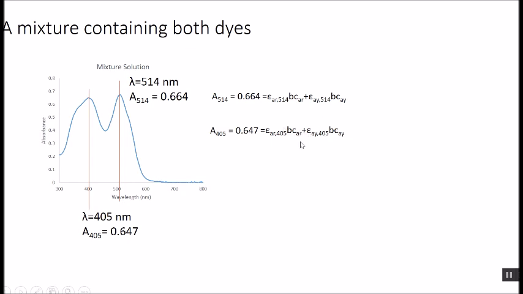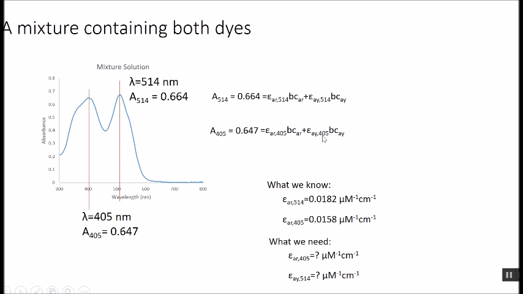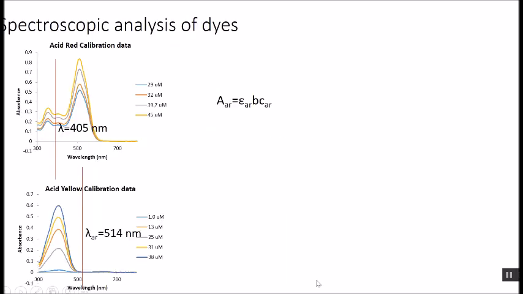So if we have any hope at all of trying to find the concentrations of acid yellow and acid red, we're going to need a little bit more information than what we have already. So what do we have? We know the molar absorptivity of acid red at this wavelength, and we know the molar absorptivity of acid yellow at 405, but what we don't know is the acid red molar absorptivity at 405 or the acid yellow at 514. So we're going to need to go back to our calibration data and get molar absorptivities for those.